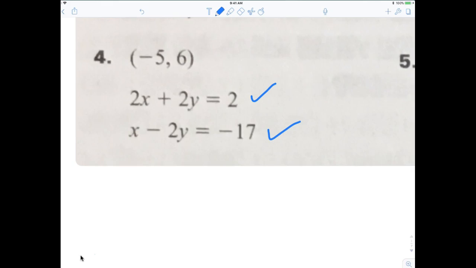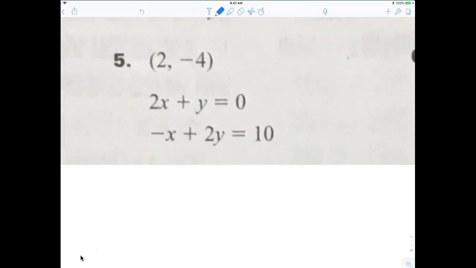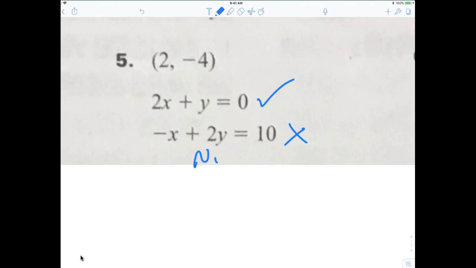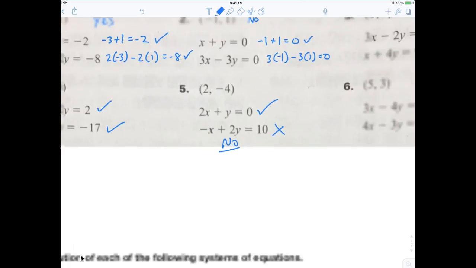And number 5, so is that true? I think it works for the first one, right? But I don't think it works for the second one. No, it doesn't. So that answer is obvious. 5 is no. Is everybody good with that? Now we'll leave 6 for later.